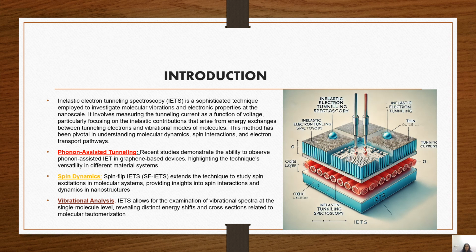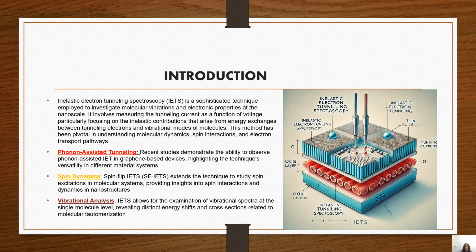So inelastic electron tunneling spectroscopy is a powerful method that is basically used to analyze the vibrational modes and the electronic characteristics of molecules and surfaces in detail. IETS is based on the concept of quantum tunneling, where electrons move through an insulating layer that has been sandwiched between two metal electrodes. A thin insulating layer here acts as a barrier which is made up of an oxide layer that is being sandwiched between the two metal electrodes.